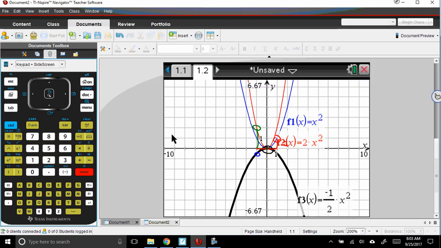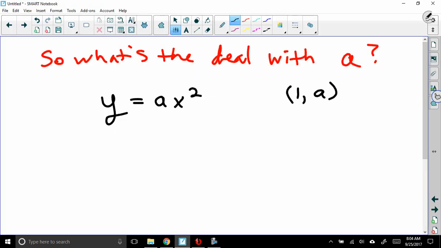So if we look at this graph, we see the x squared, 2x squared, those graphs open upward. The negative 1/2 x squared opens downward. So what can we say about a, whether it's positive or negative? What happens? So let's say this. If a is positive, what's that mean the graph's going to look like? The graph will open up, right?